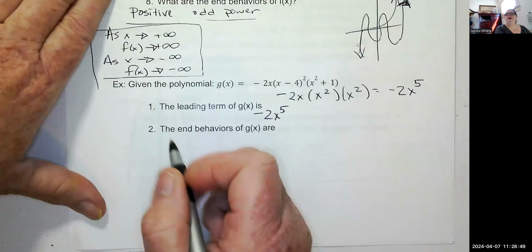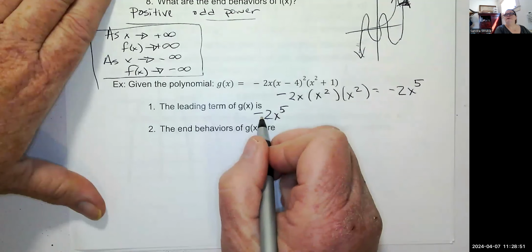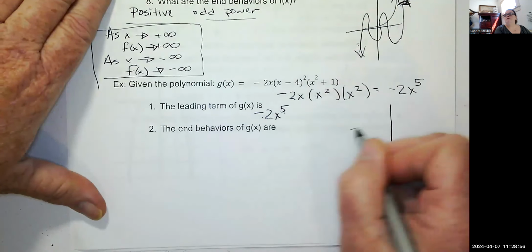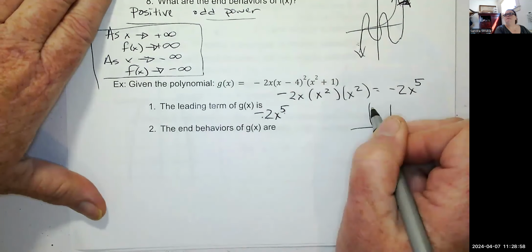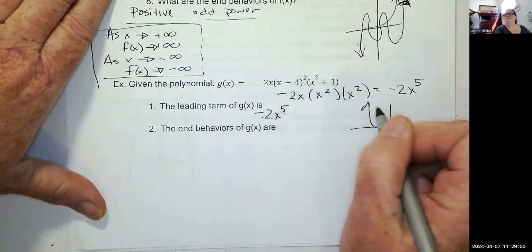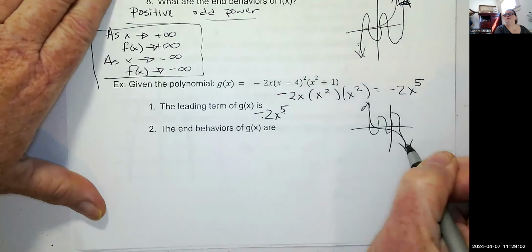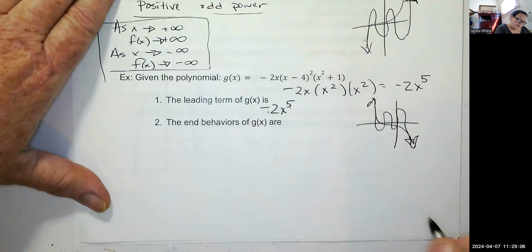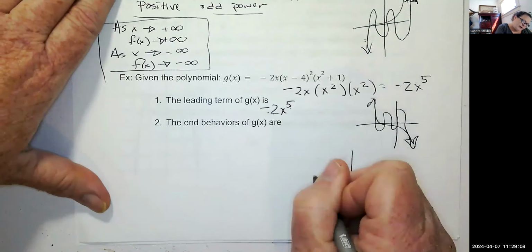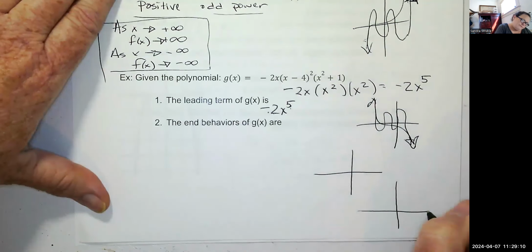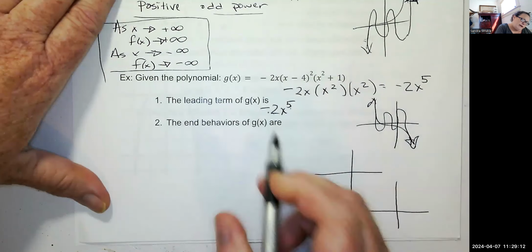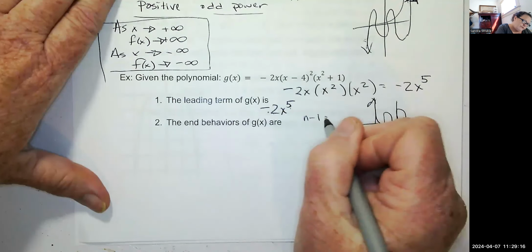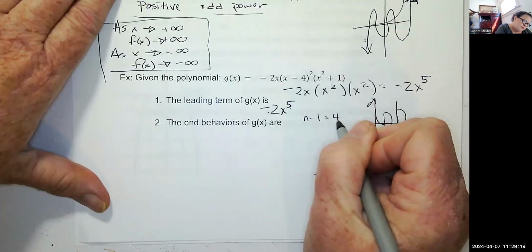And then now the end behavior. This is a negative coefficient with an odd power, which is going to look like this. But actually, it's going to have the squigglies in between. So let's talk about the squigglies. How many squigglies could I potentially have here? I could have 4 turns. So 5 minus 1, I could have 4.